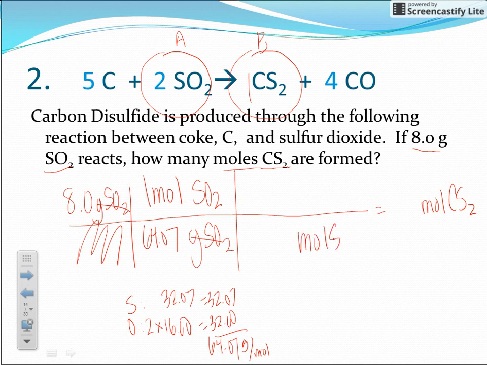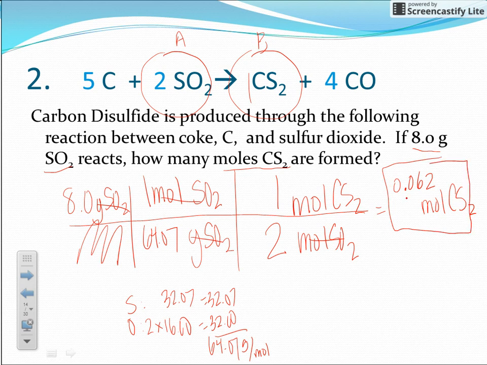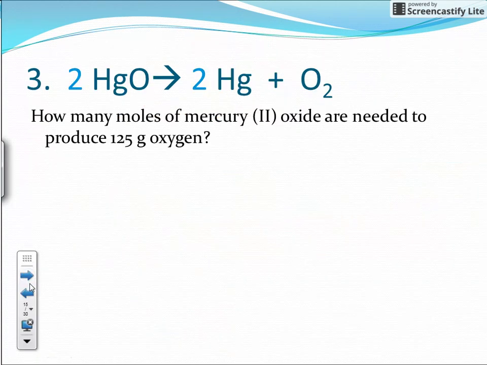So now we need moles of SO2 on bottom, and this will be our mole bridge. Moles of CS2 on top. The CS2 has a 1, it's a 1 to 2 ratio. Moles of SO2 on bottom. This lets moles of SO2 cancel. So we have 8 divided by 64.07 divided by 2. So you'll get 0.062. And this one's kind of tricky because those leading zeros, sometimes we forget, don't count. We need 2 sig figs here because our given had 2 sig figs. I'll let y'all do the third example on your own.